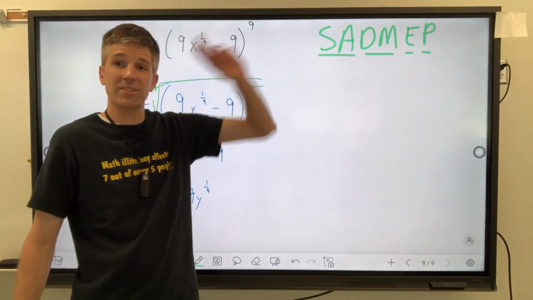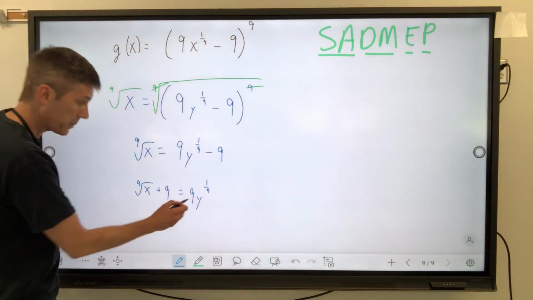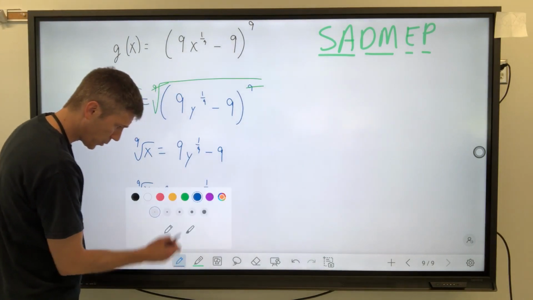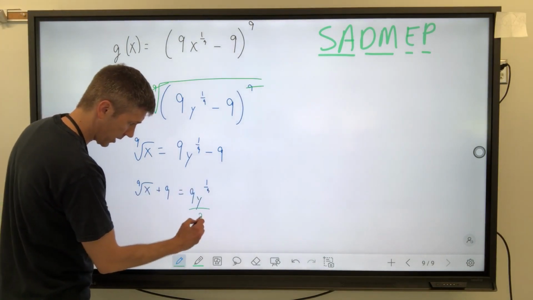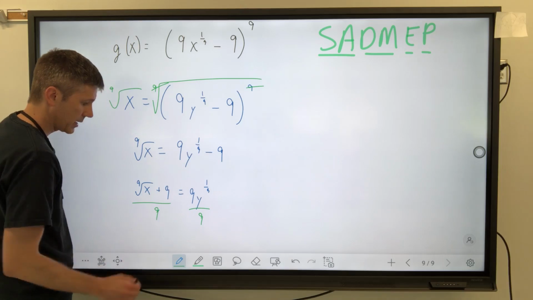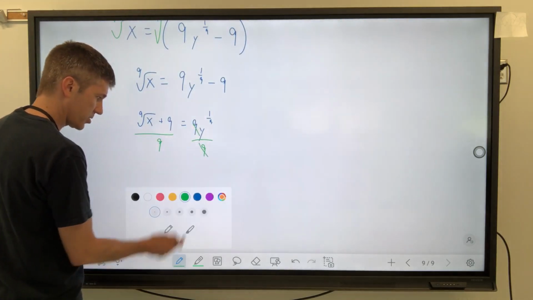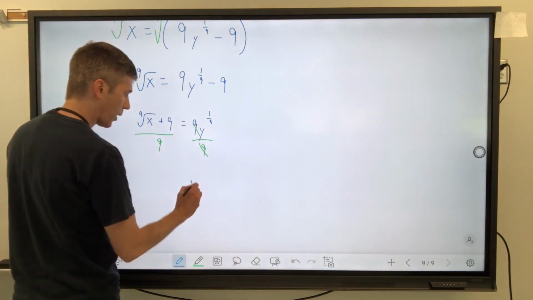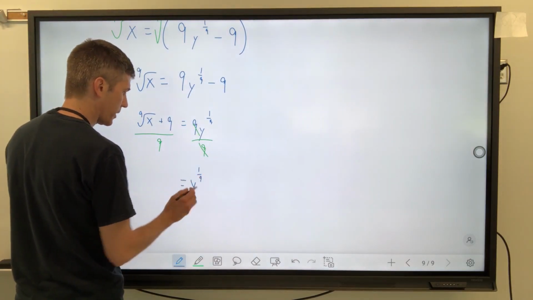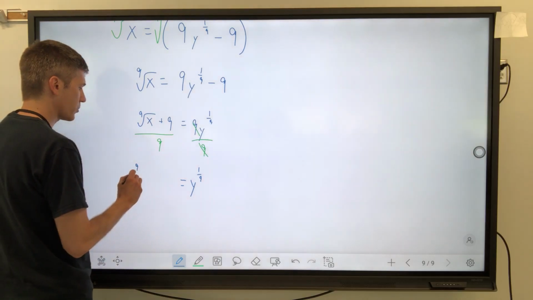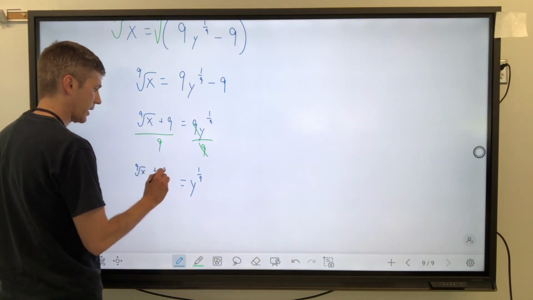There we go. Okay. Do you see any more subtraction or addition? No. Division, multiplication? Yes. Let's divide by 9. So if you want to switch colors and show the process, you could divide by 9, divide by 9. And that gives me some cancellation over there. And so I have y to the 1/9, we'll take care of that in a minute, equals the 9th root of x plus 9 over 9.